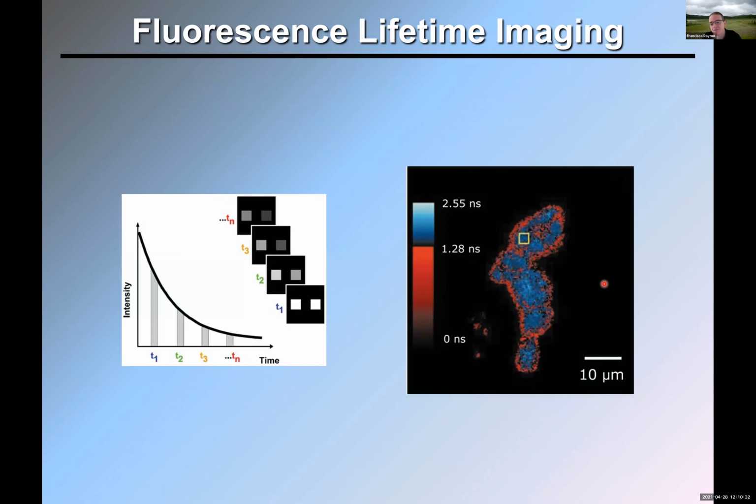The fact that, for example, in the red regions the fluorophore has a shorter lifetime means that it's probably interacting with some quencher. So you can tell where fluorophores are by the information that the microscope is giving you in terms of lifetime. Okay?